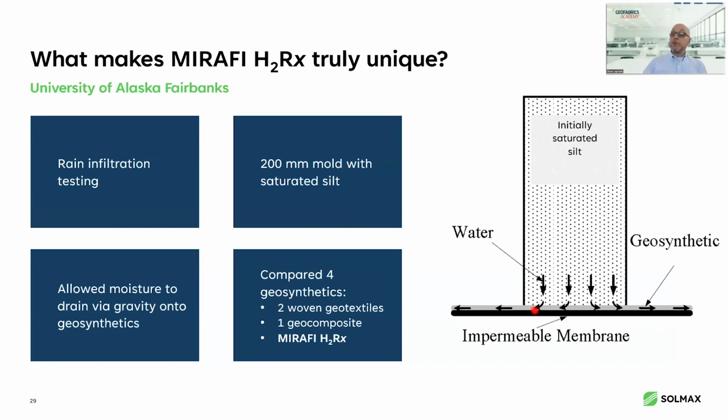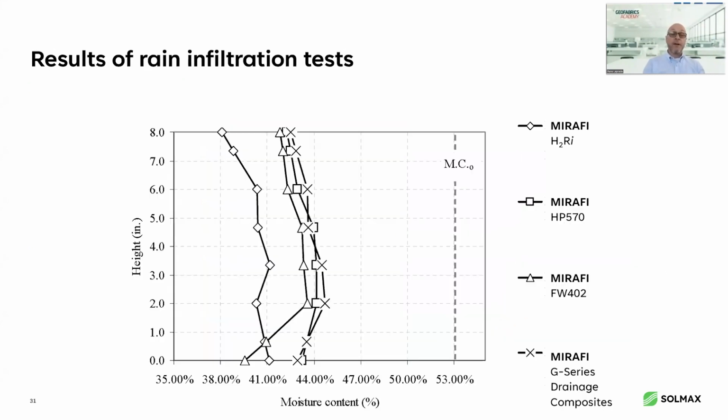They put 2 woven geotextiles, a geocomposite product, and they put the LDG, or the H2RX. And then they took those saturated containers of silt and flipped them over, and put them on top of each of these geosynthetics. And the idea is they measured the moisture contents throughout that 200 millimeter height. So if you get drainage that is strictly due to gravity, you should get the same moisture content throughout that entire column.